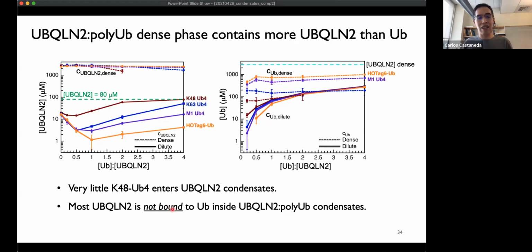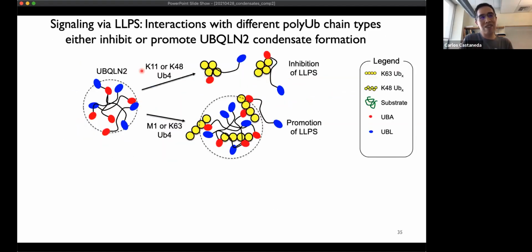So that, again, I think speaks to this balance of interactions that are taking place inside of droplets, where you have homotypic and heterotypic interactions that are modulating the phase behavior of these polyubiquitin ubiquilin droplets. So where does this leave us? Where does this leave us in terms of thinking about the physiological significance of this?